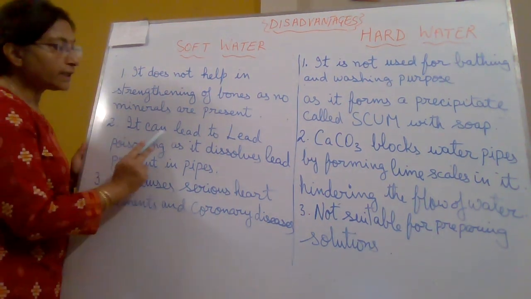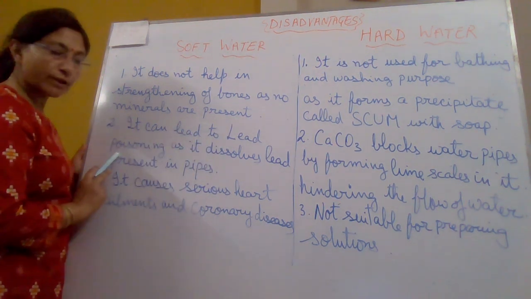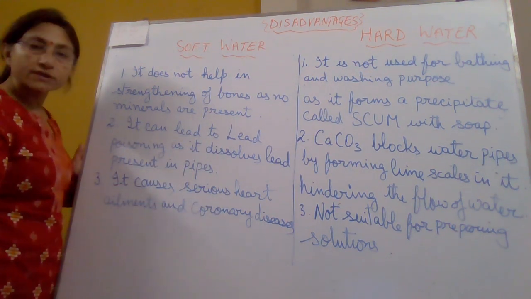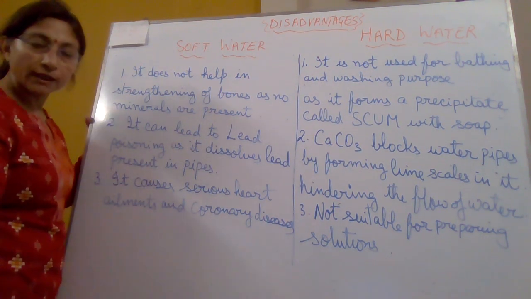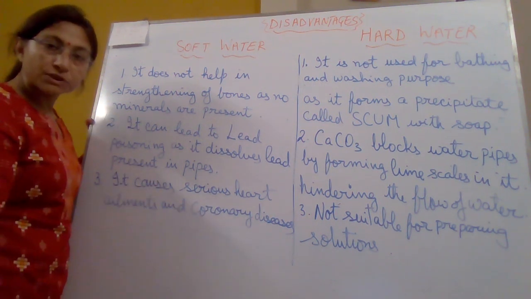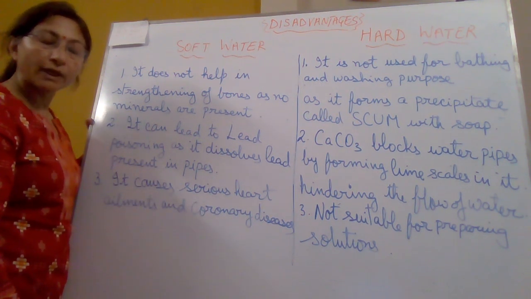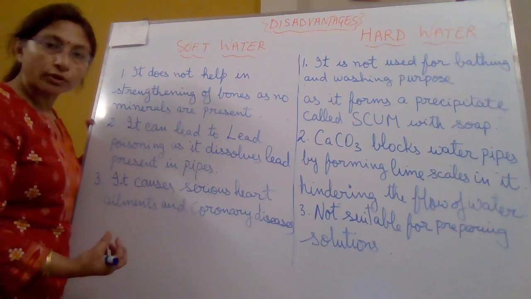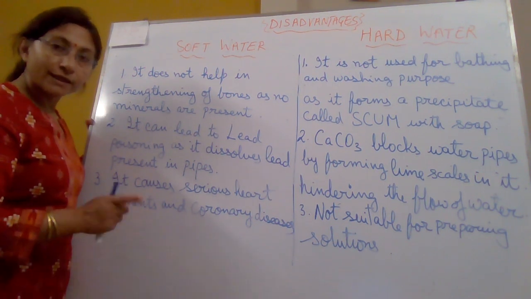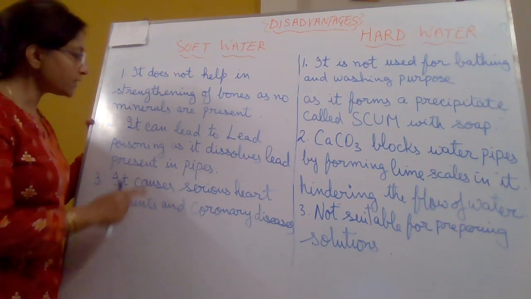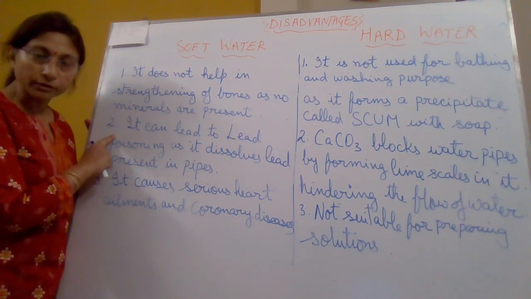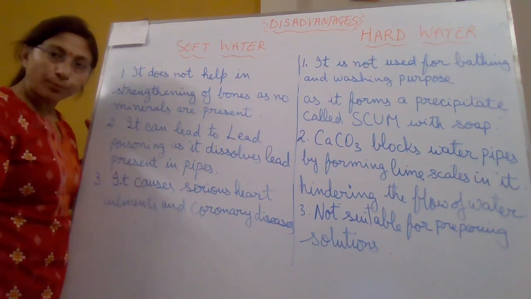Second, it can lead to lead poisoning as it dissolves the lead which is present in the water pipes. Generally, when the water pipes are made, lead is used for making the pipes, and this lead is easily soluble in the soft water. Hence, it can lead to lead poisoning.